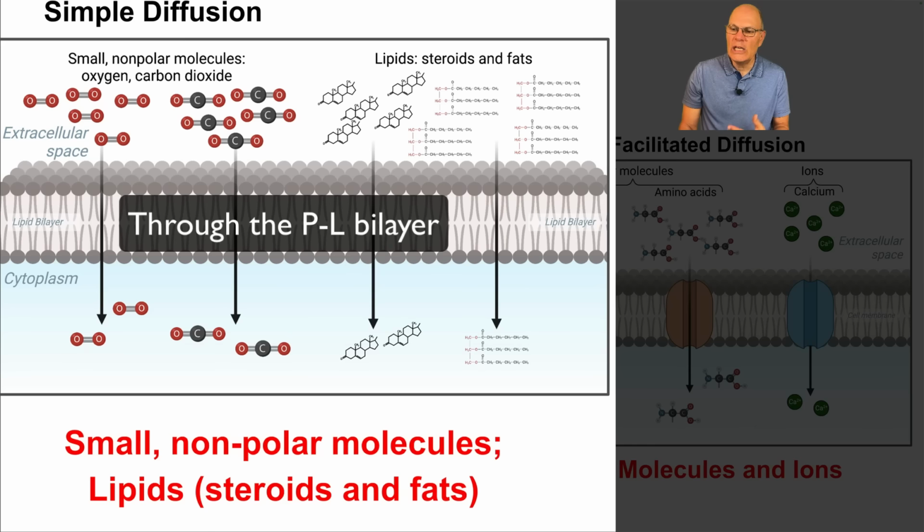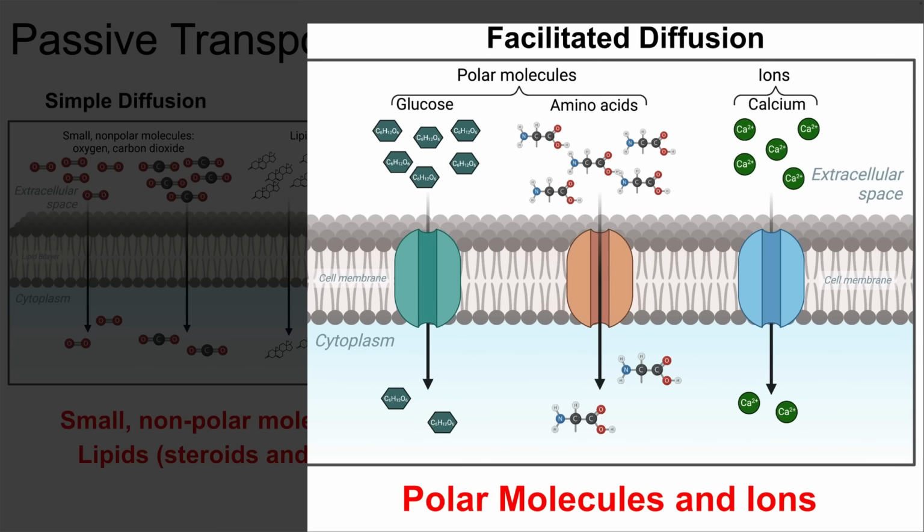Simple diffusion is for small, non-polar molecules, oxygen, carbon dioxide, but also for the lipids, which can diffuse directly through the phospholipid bilayer. That includes steroids and fats. Polar molecules and ions can't diffuse through the phospholipid bilayer, so they need channels. The channels are made of protein, and they facilitate these molecules' passage. That's why it's facilitated diffusion. Again, it's for polar molecules and ions.